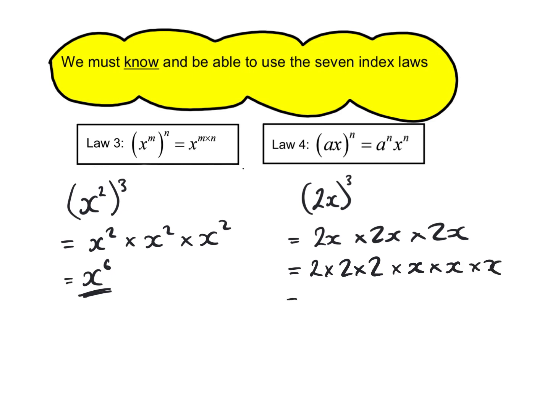And what I end up with then is 2 times 2 times 2, which is 2 cubed, and x times x times x, which is x cubed. And there we can see that this power of 3 goes on to the 2, and it goes on to the x. So 2 cubed, I probably wouldn't leave like that though. In this one, I would change that to 8x cubed.